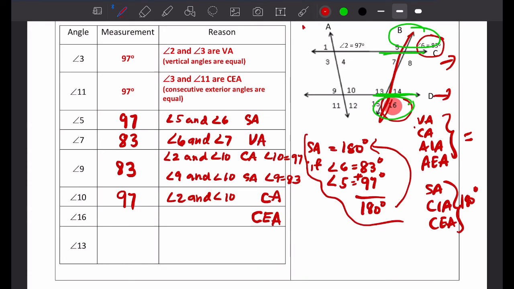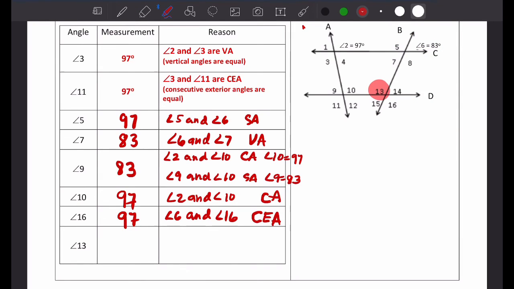And what do we know about that, CEA? They total 180. So angle 6 and angle 16 are consecutive external angles. Therefore, they total 180. Angle 6 is 83. Therefore, angle 16 is 97 because 83 plus 97 is 180. Okay? Lastly, angle 13. Okay? So, we know that angle 6 is 83 and angle 13. So, how do we go from here to here?